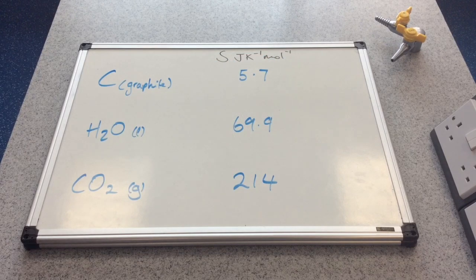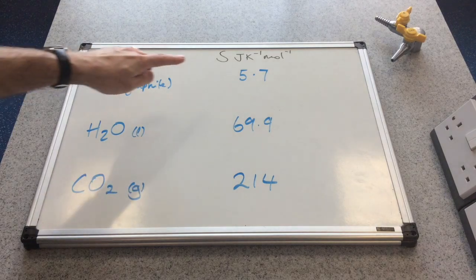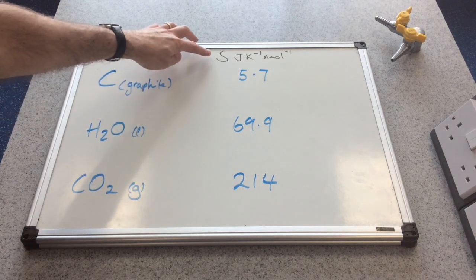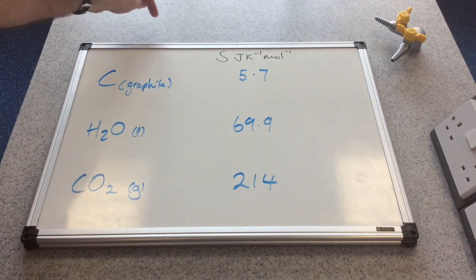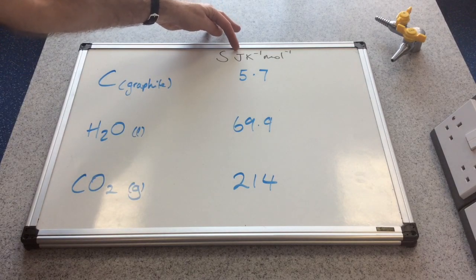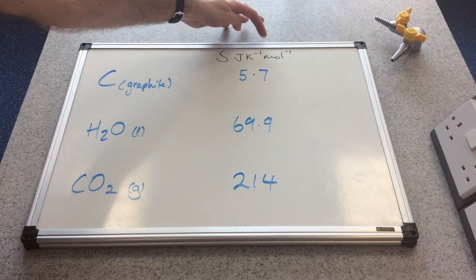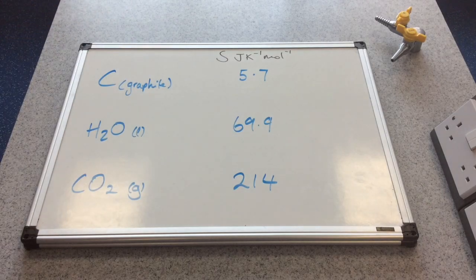So if we have a look at the three substances on the board now, I've got carbon, graphite form, water liquid, and carbon dioxide gas. And in this column here, I've got their entropy, so there's that capital S again, and you can see the units of entropy are joules per Kelvin per mole. So what does that tell us about these three substances?